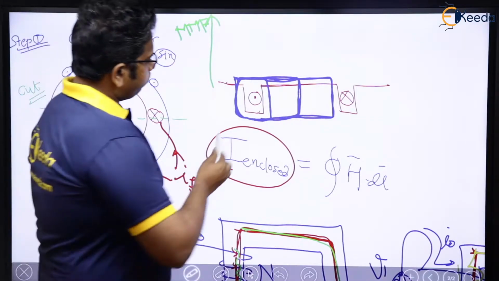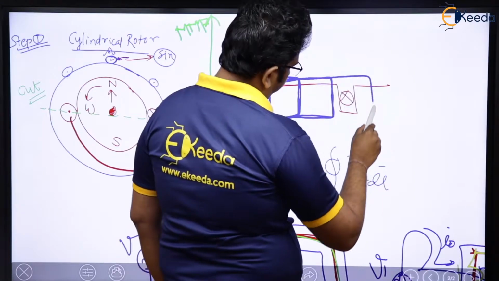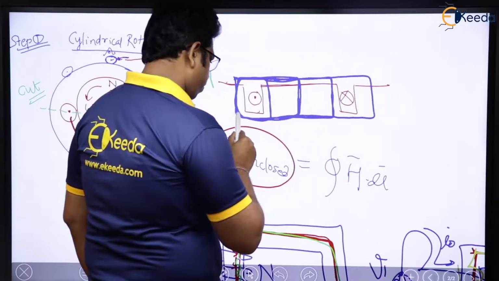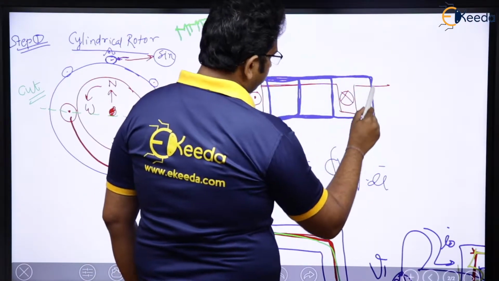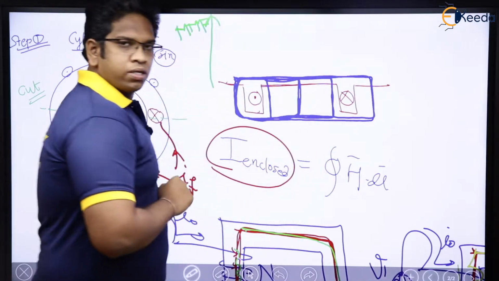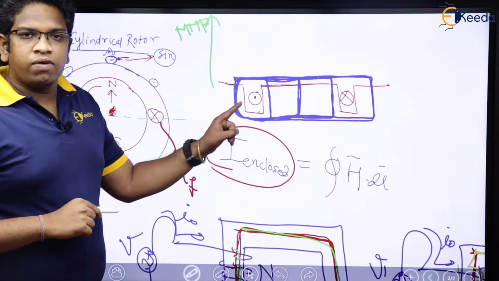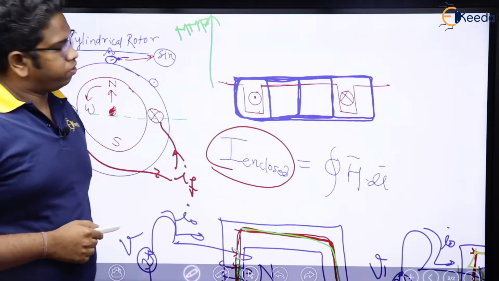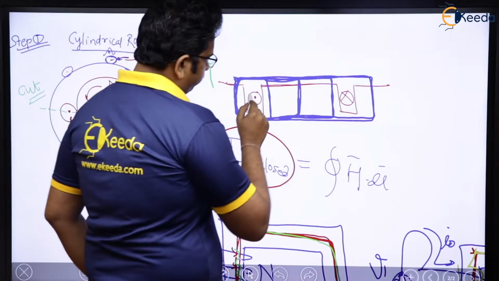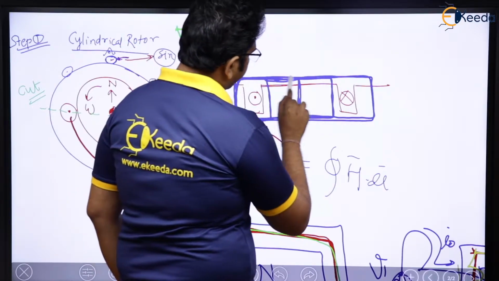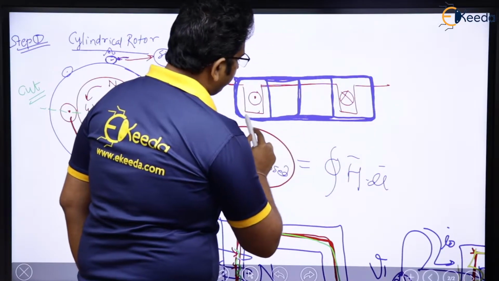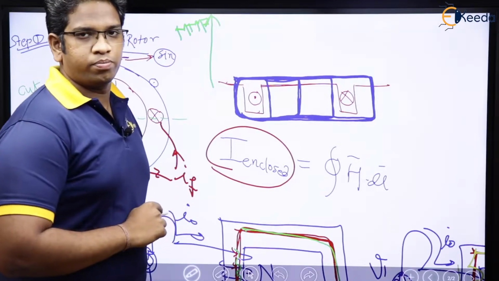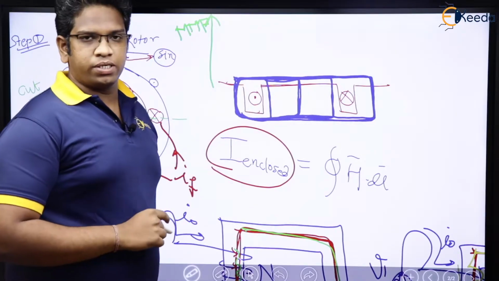Now, for this complete closed path, how much is the enclosed current? For this closed path, both have opposite polarity. This is dot, this is cross. Equal current only has to flow. Which means, here if you think of this as dot and this as cross, the enclosed current here is going to be 0. Why? Because they are equal and opposite.